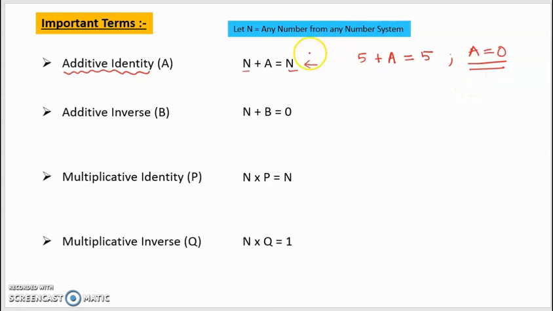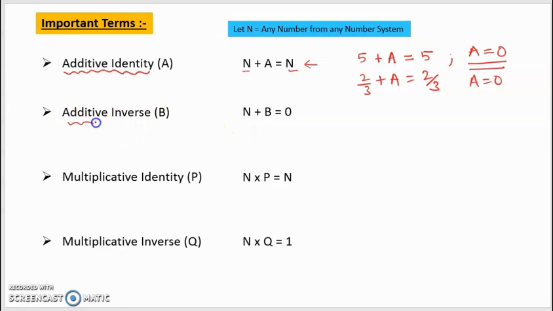We can take n as any number from any number system. Let's take n as 2 by 3. So 2 by 3 plus a should give me 2 by 3. So a has to be again 0. So for any number, positive or negative or whatever number you may take, if this condition holds true, then a has to be 0 only.